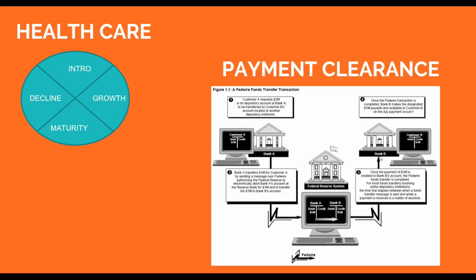And the moment bank B has received the credit, its next steps come in, where bank B has to debit its account and credit the customer B's account, which is your friend. And once the Fed wire transaction is completed, bank B makes the designated $1 million payable and available to customer B on the day payment occurs.